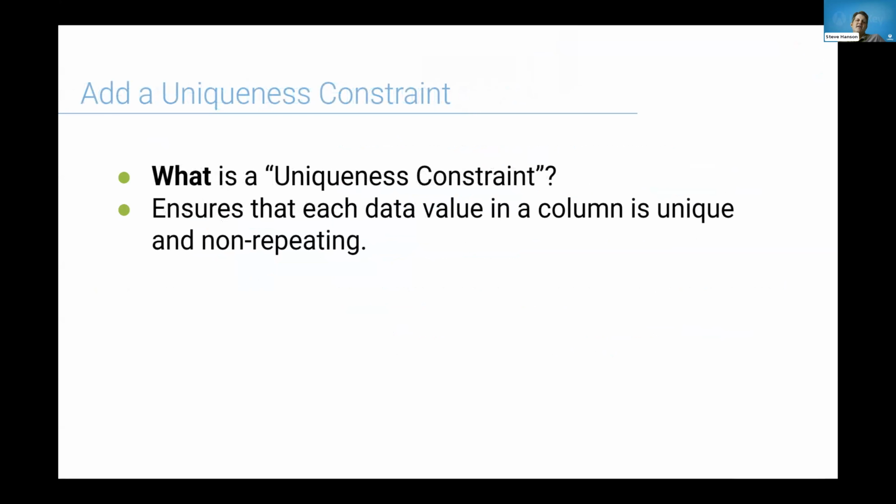So first, let's take a look at uniqueness constraints. What is a uniqueness constraint? Well, it ensures that each data value in a field or column is unique and non-repeating. Basically, it just bans duplicate data from a field.